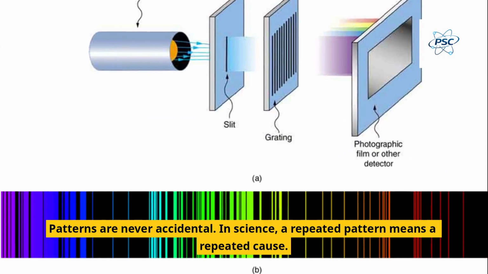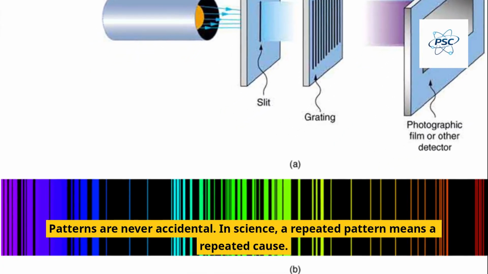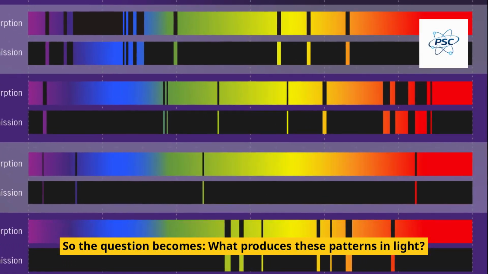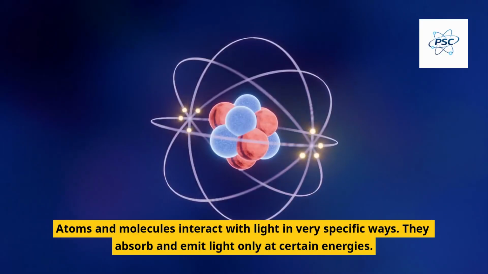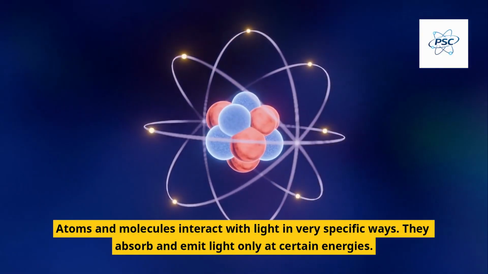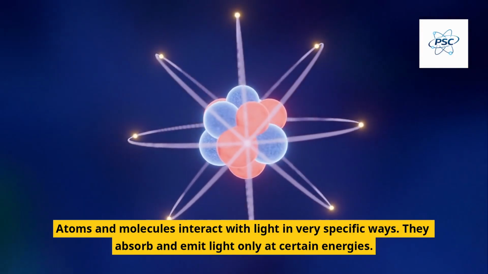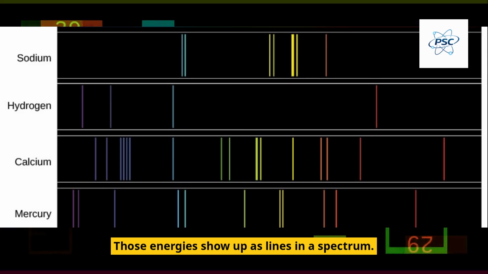Patterns are never accidental. In science, a repeated pattern means a repeated cause. So the question becomes, what produces these patterns in light? The answer is matter itself. Atoms and molecules interact with light in very specific ways. They absorb and emit light only at certain energies. Those energies show up as lines in a spectrum.